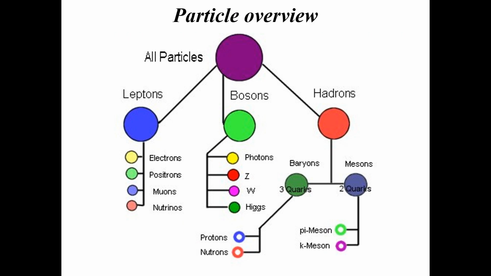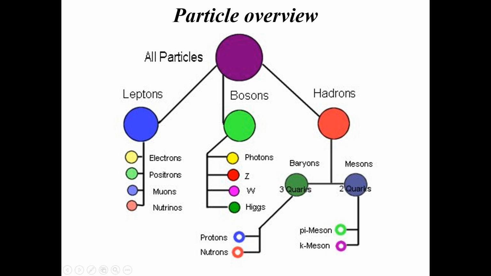First of all, let's have a look at the particle overview. As you can see in this diagram, all the particles are classified into three major categories. The first category on the left-hand side is called leptons, labeled with the blue ball. In the middle you see green balls.